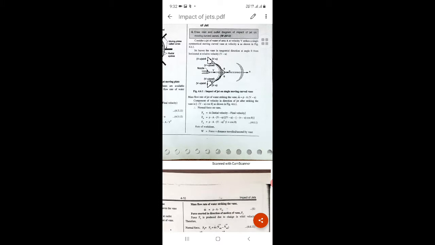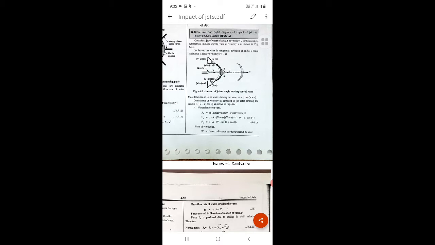There are two positions, nozzle and impact at center. So V minus U cos theta, V minus U sin theta. Theta is the outlet or inlet angle of the vane.